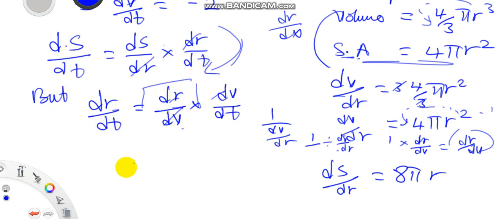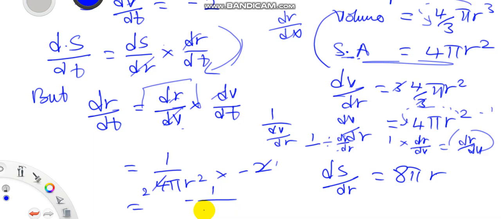Now if we can find dr/dt, we know dr/dV will be 1 over 4 pi r squared, multiplied by dV/dt. What did we get as dV/dt, the rate at which the volume is changing with respect to time? dV/dt was -2, remember, which was given to us in the question. So here 2 cancels with 4, and we are left with -1 over 2 pi r squared.